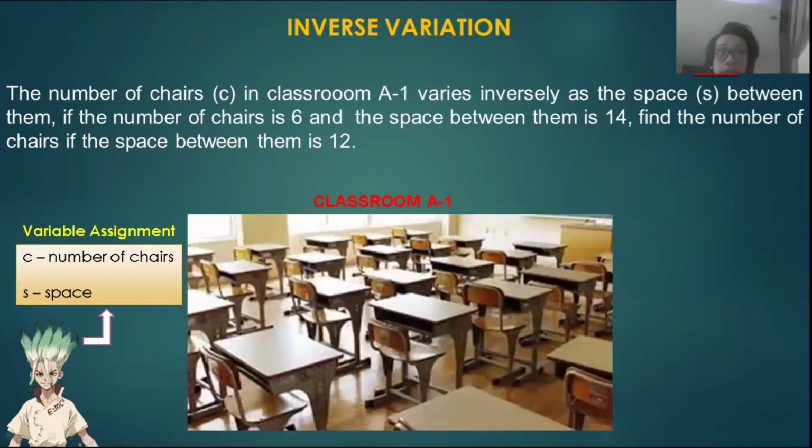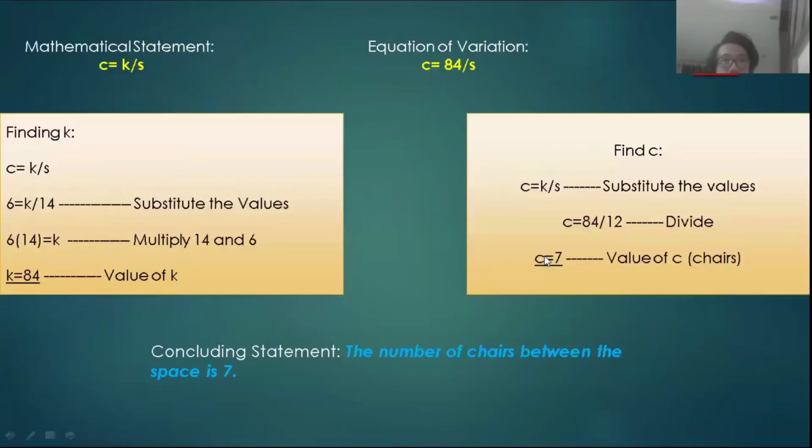Inverse variation. The number of chairs C in classroom A1 varies inversely to the space between them. If the number of chairs is 6 and the space between them is 14, find the number of chairs if the space between them is 12. Variable assignment: C, number of chairs; S, space. Mathematical statement: C equals K over S. Equation of variation: C equals 84 over S.